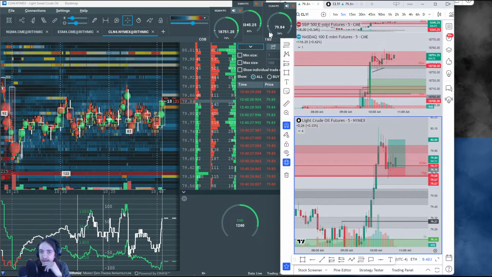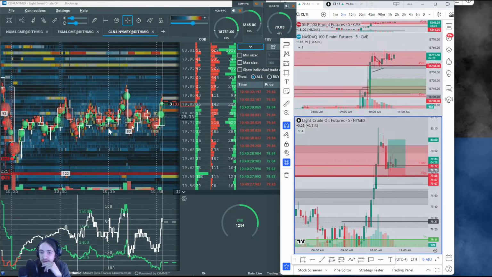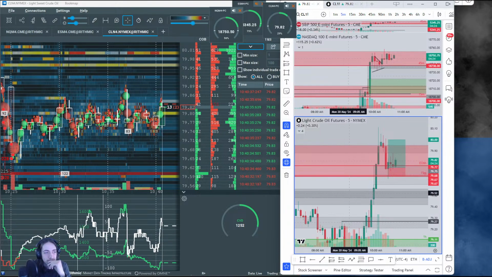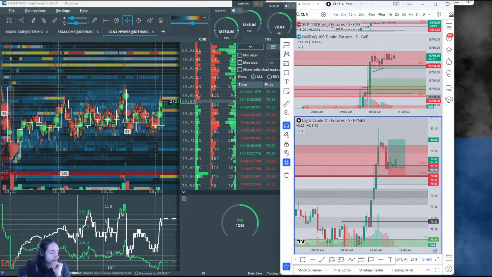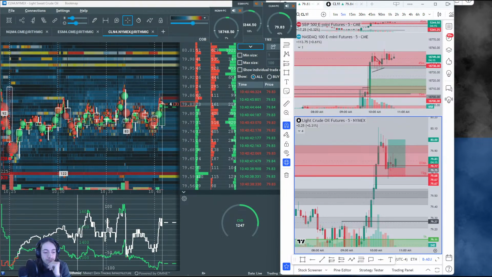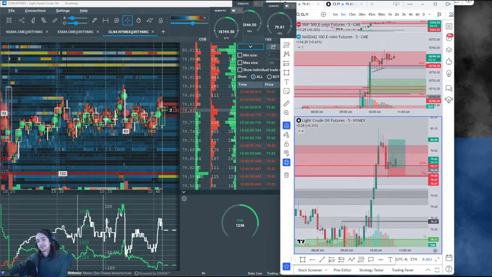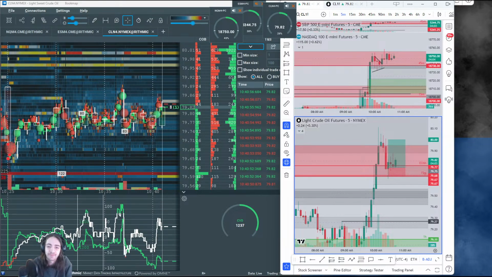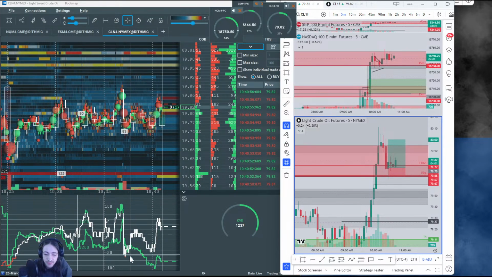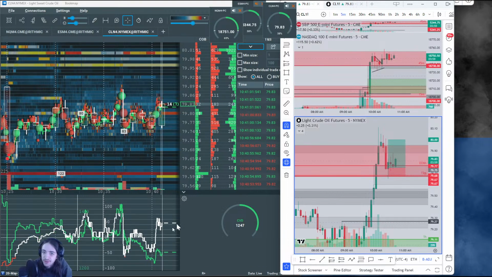Nice crude oil buying pressure, NASDAQ buying pressure. Let's see. Let's CL, I get it, CL. Crude oil. Alright, using the market pulse indicator to see where the oversold and overbought levels are.